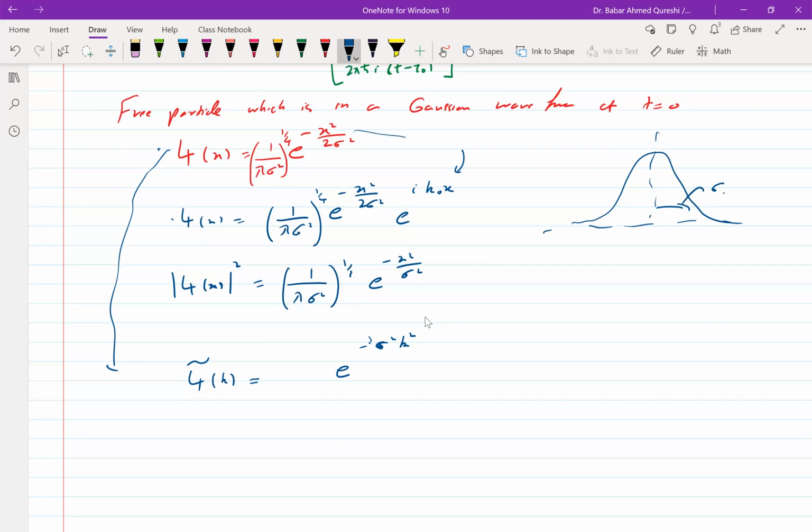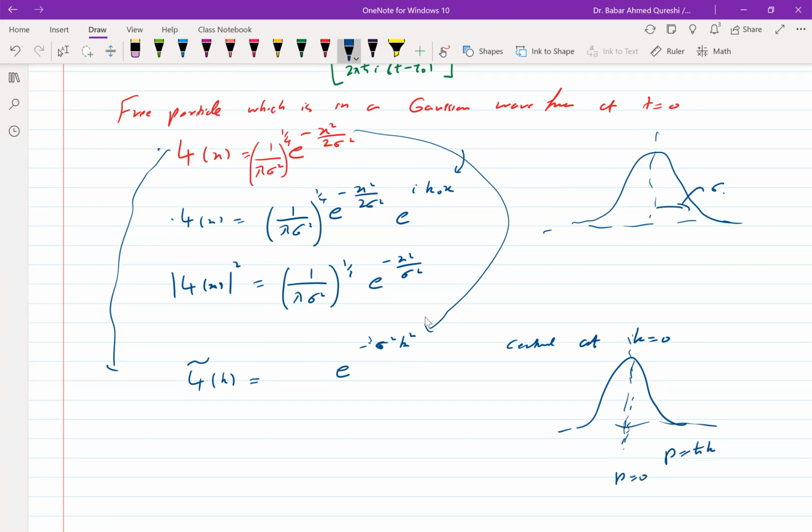But this Gaussian we get from here is centered at k equal to 0. So the probabilities of the k's, which are proportional to the probabilities of the momenta, are symmetrically centered around p equal to 0. So that means the average value of momentum will turn out to be 0. And for that, you will have to do a Fourier transform, but you don't really have to do it because there's another way of computing the average.